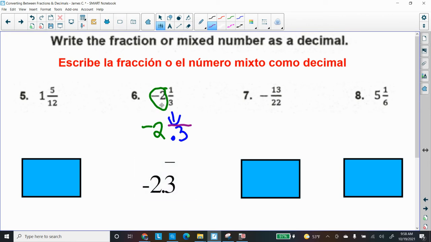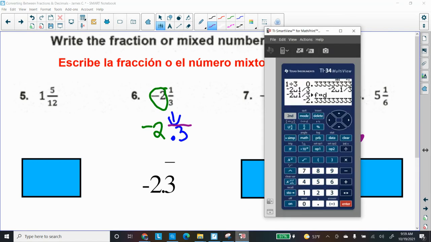So the cute thing is, if you have a mixed number, all you really have to do is worry about the fraction part. So 5 and 1/6, I'm not worried about the 5, so I know my answer is 5. What is the 1/6 as a decimal? Let me go to my calculator. Let me type 1 divided by 6. And there is the rest of my number.